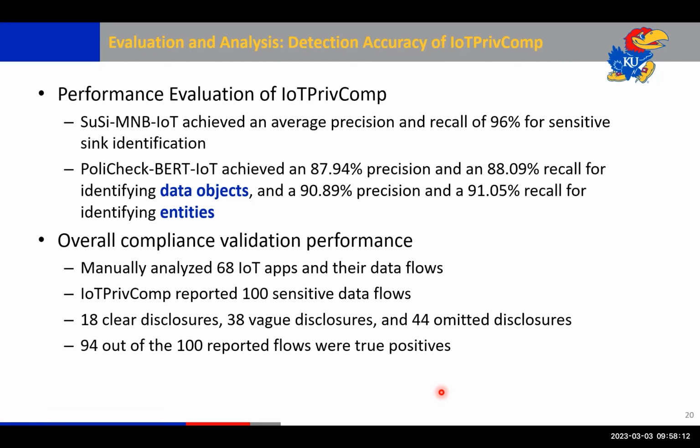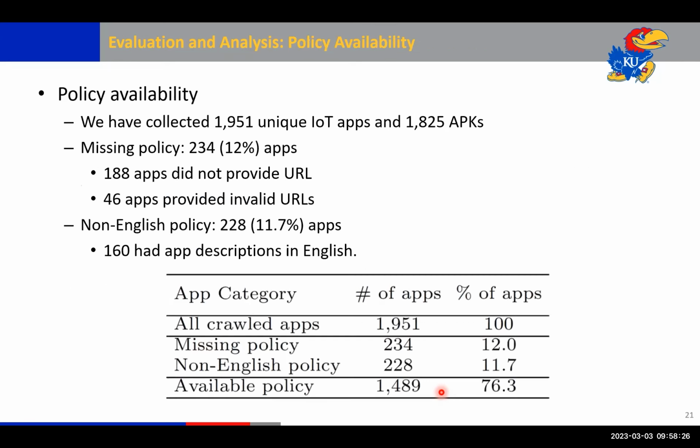The closest work that is there is called Polycheck, that works with mobile apps. They go up to 90% accuracy. So using a BERT model, our approach, we were much higher. Policy availability, what was concerning, there are many apps with missing policies. There are broken URLs, pages, if you click on the privacy policy page, some other page, not the relevant page. Also, non-English policies were 228, 11.7% of the apps had non-English policies. But their descriptions were in English for 160 of them, so their policy should have been in English.